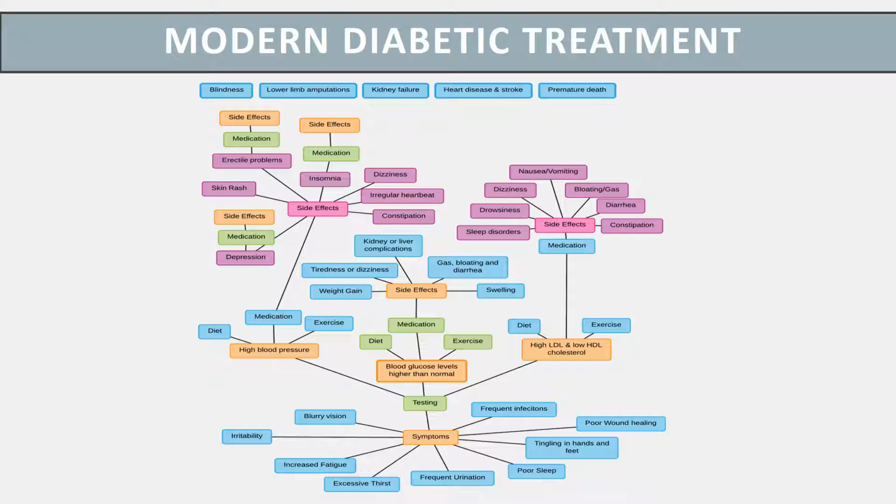So, how does diabetic treatment start in the first place? It starts with you having different symptoms. And the symptoms that are shown on the bottom of this graph could include blurry vision, irritability, increased fatigue, excessive thirst, frequent urination, poor sleep, tingling in your hands and feet, poor wound healing, or frequent infections. All of these different symptoms are blood sugar related symptoms that could lead to you going to your doctor to see if you are diabetic.